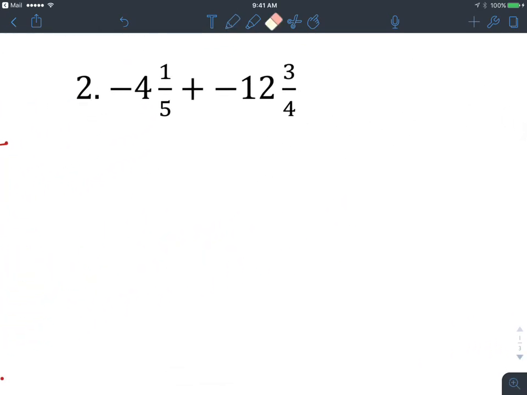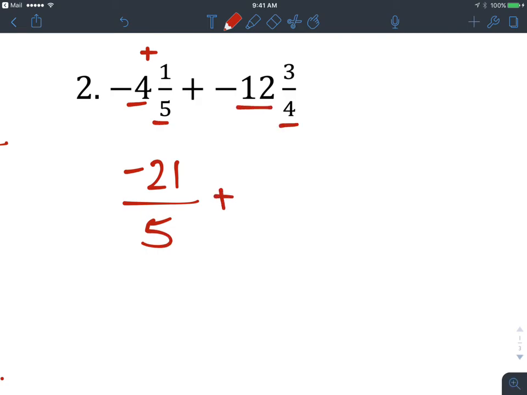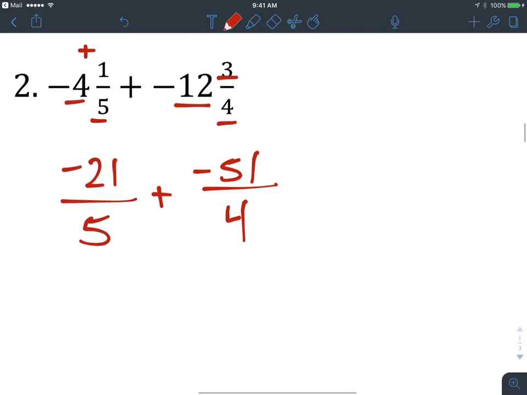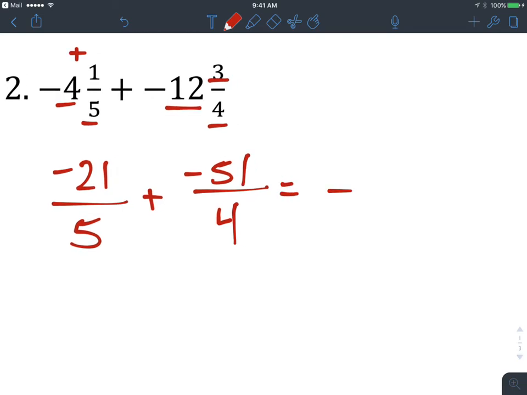Number 2, same process. 5 times 4 is 20, plus 1 is 21. It's a negative, so negative 21 over 5, plus 4 times 12 is negative 48, plus 3 is negative 51 over 4. Got to find the same denominator. What would be the least common multiple or least common denominator of 5 and 4? That would be 20.